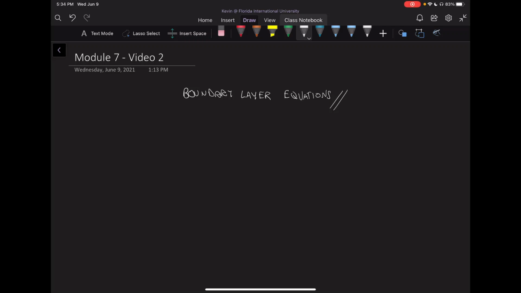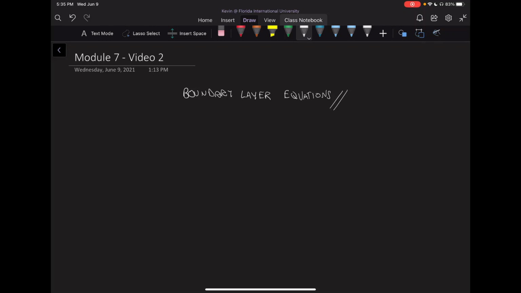In video 2 of module 7, we're going to go over boundary layer equations, and we're going to use what we derived in part 1 and the ideas that we went over in part 1 to really now determine a working equation for laminar flow and a working equation for turbulent flow that we can use to solve problems.